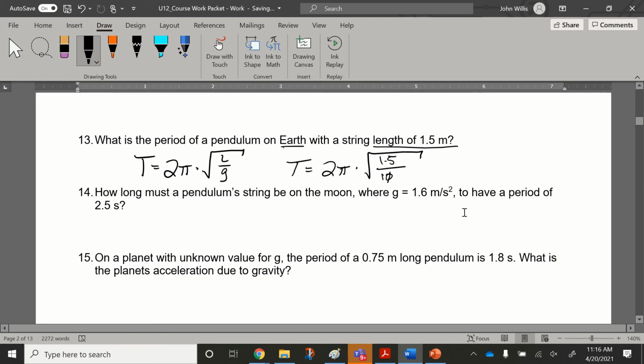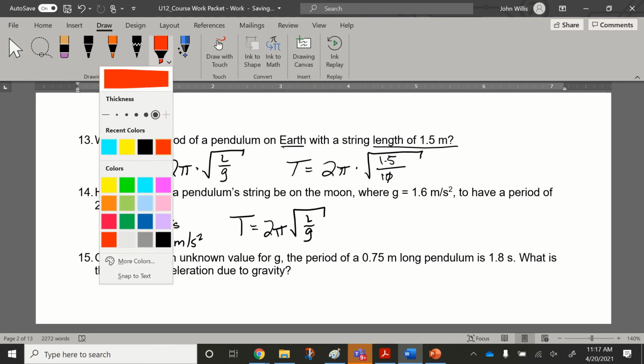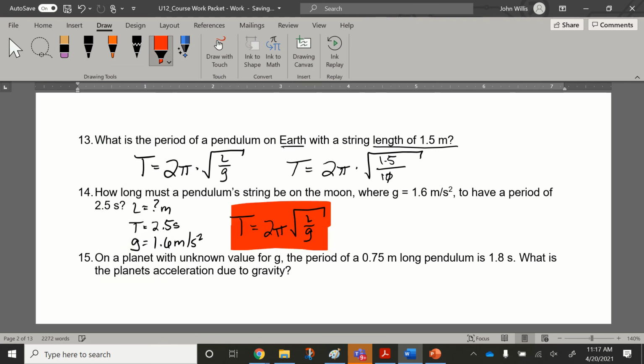I do not encourage you for this next one. I ask you, how long is the pendulum? So you're solving for length. I give you the period of 2.5 seconds, and then I give you a value of gravity on the moon of 1.6 meters per second squared. That's great. Do not, please, under any circumstances, ever use this equation. I'm going to put it in red to solve this.